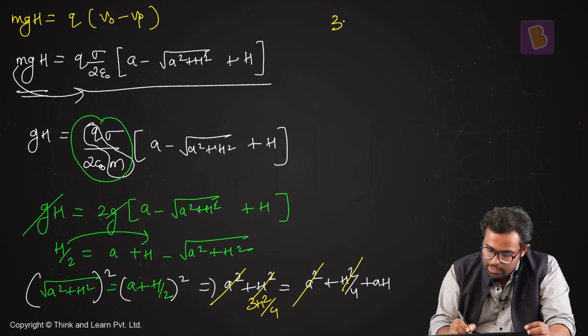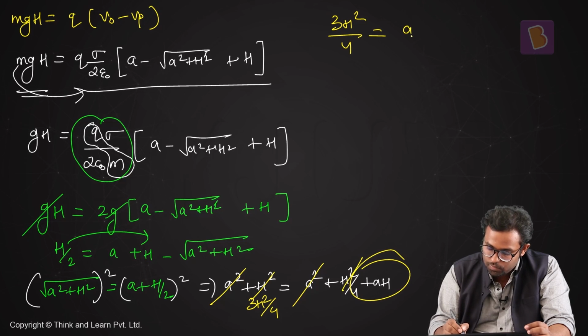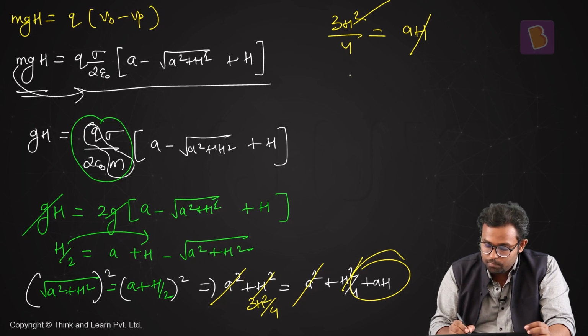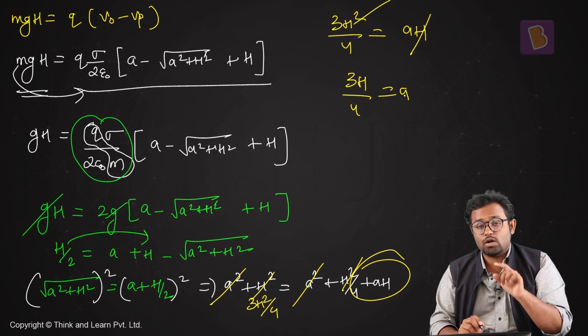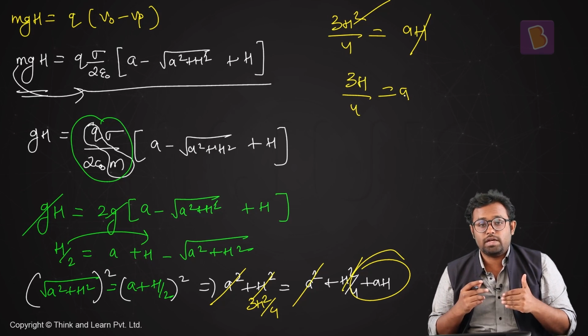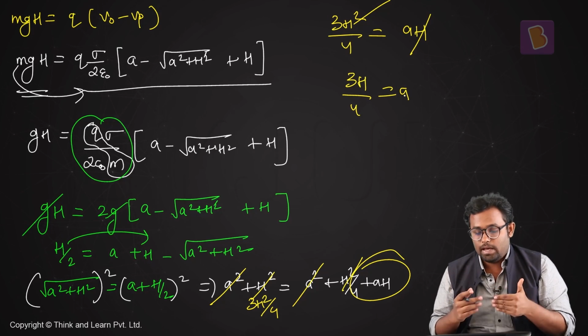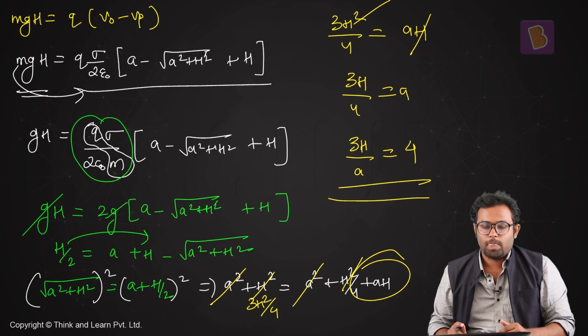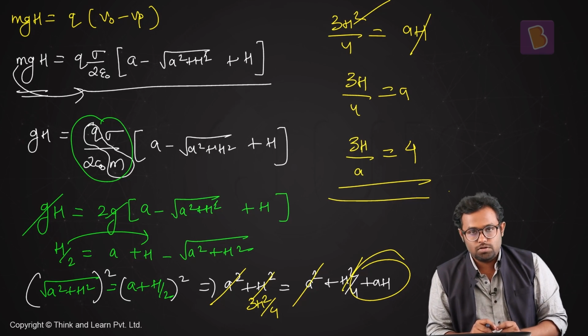So you have got 3h square by 4 equal to A times h. h gets cancelled with the square. You get 3h by 4 is equal to A. And our question, you remember, asked us to find the ratio 3h by A. So 3h by A will be equal to a neat little 4. And that's the answer to this problem.